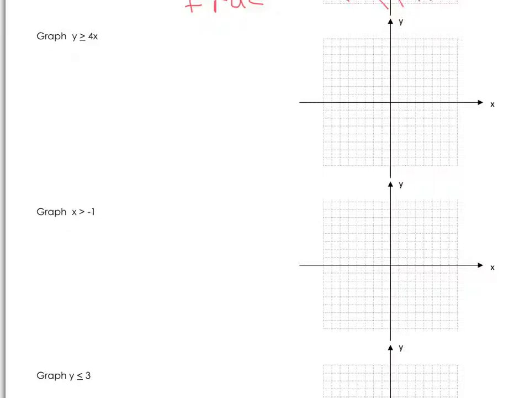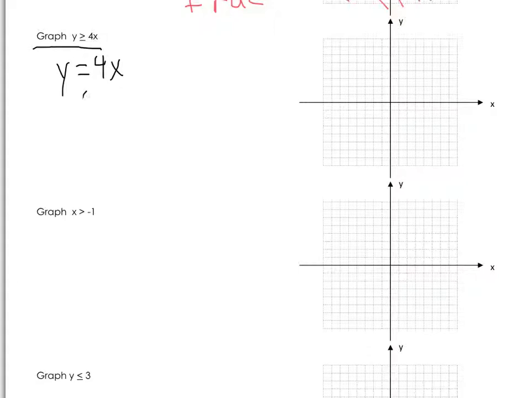y is greater than or equal to 4x. I underline my problem with a solid line to remind myself that my boundary line is going to be solid. It will be part of the solution. So y equals 4x is our boundary. That is a straight line.